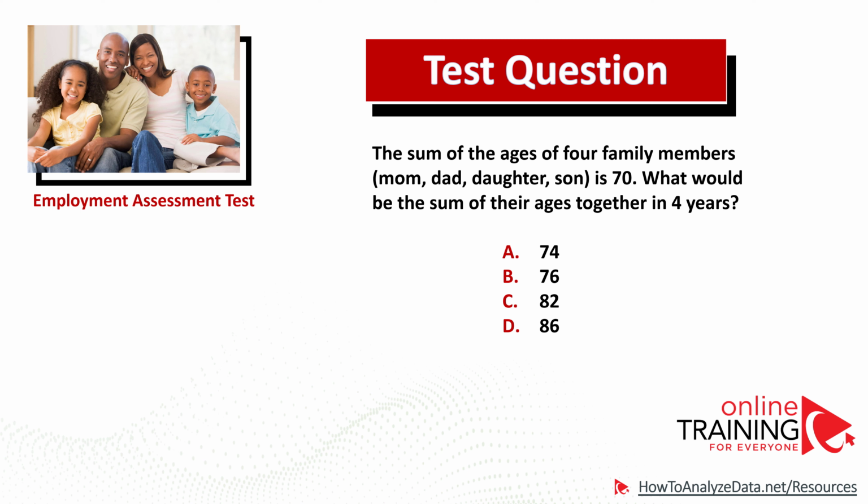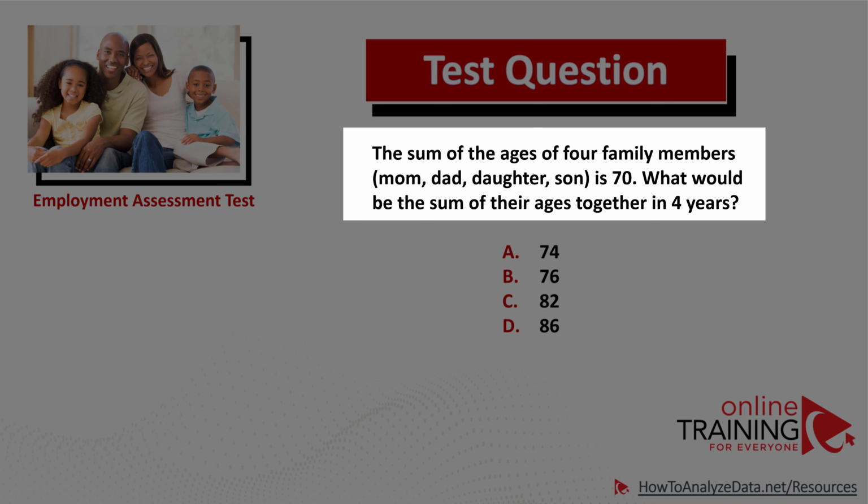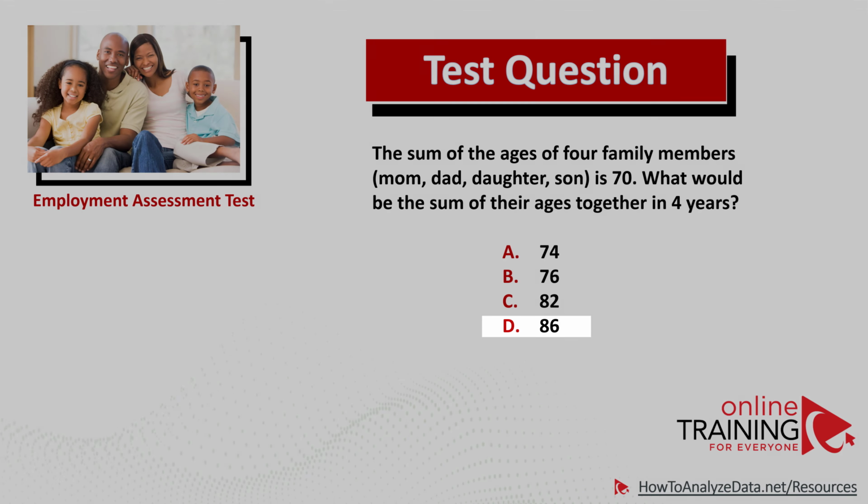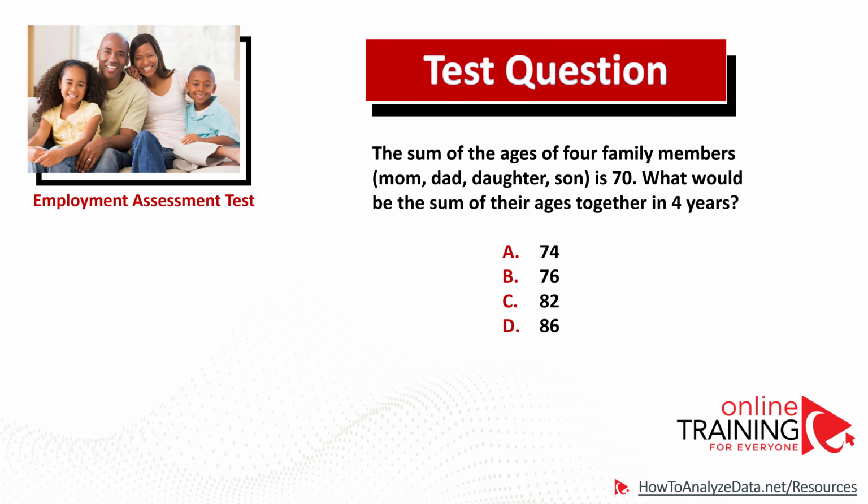Let's look at the simple but at the same time tricky question which we frequently see on the test. The sum of ages of 4 family members, mom, dad, daughter, and son, is 70. What would be the sum of their ages together in 4 years? And we have 4 different choices. Choice A, 74. Choice B, 76. Choice C, 82. And choice D, 86. Do you think you know the answer? Let's see how we can solve this challenge together.